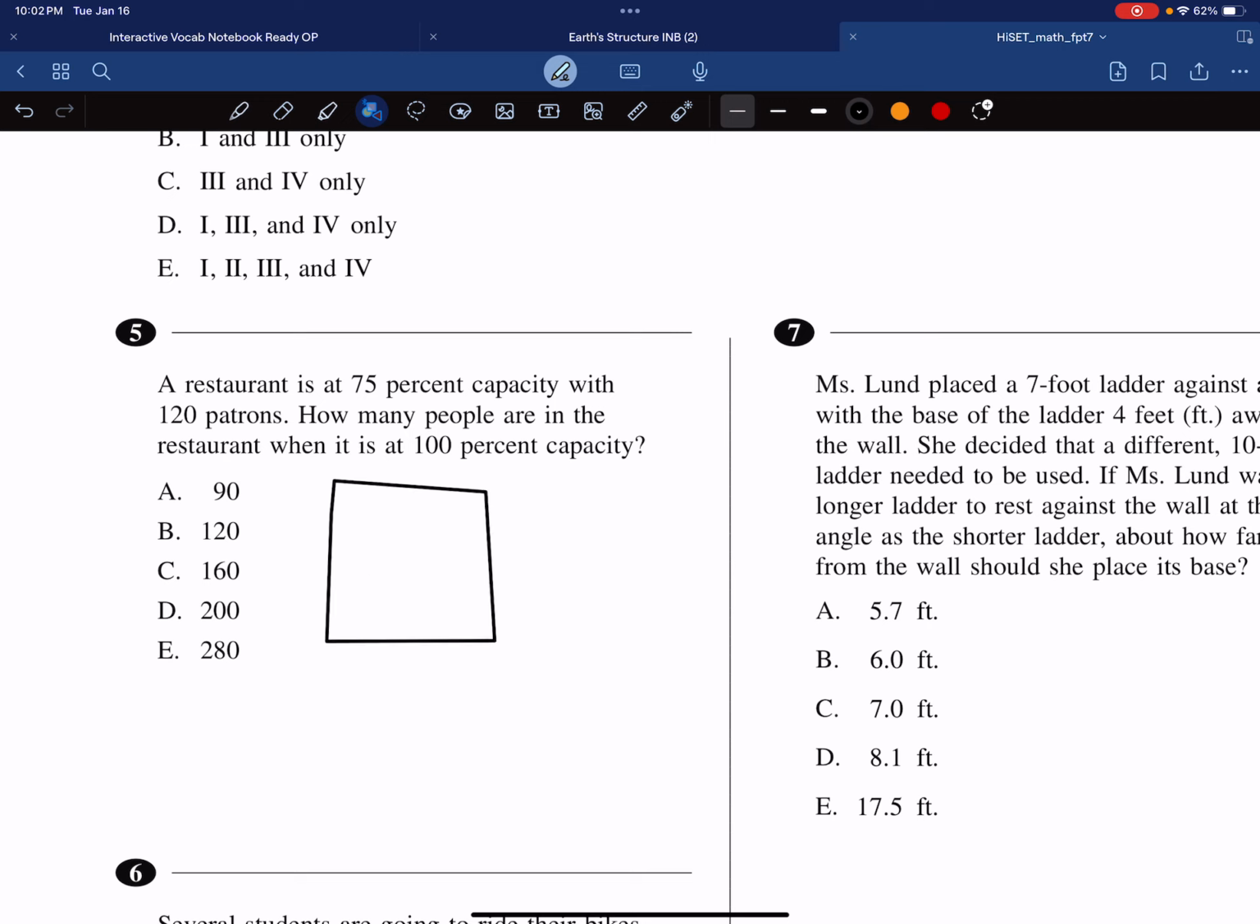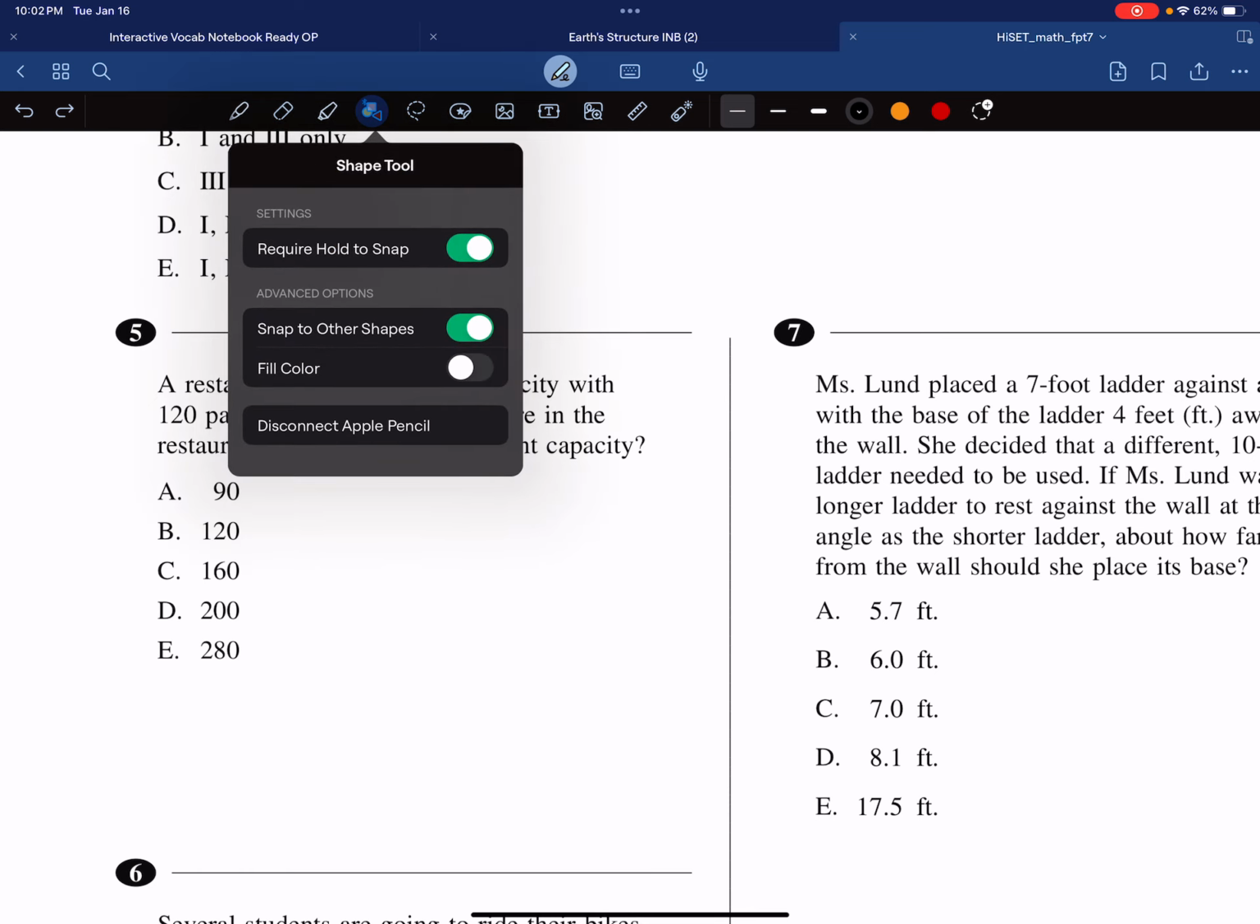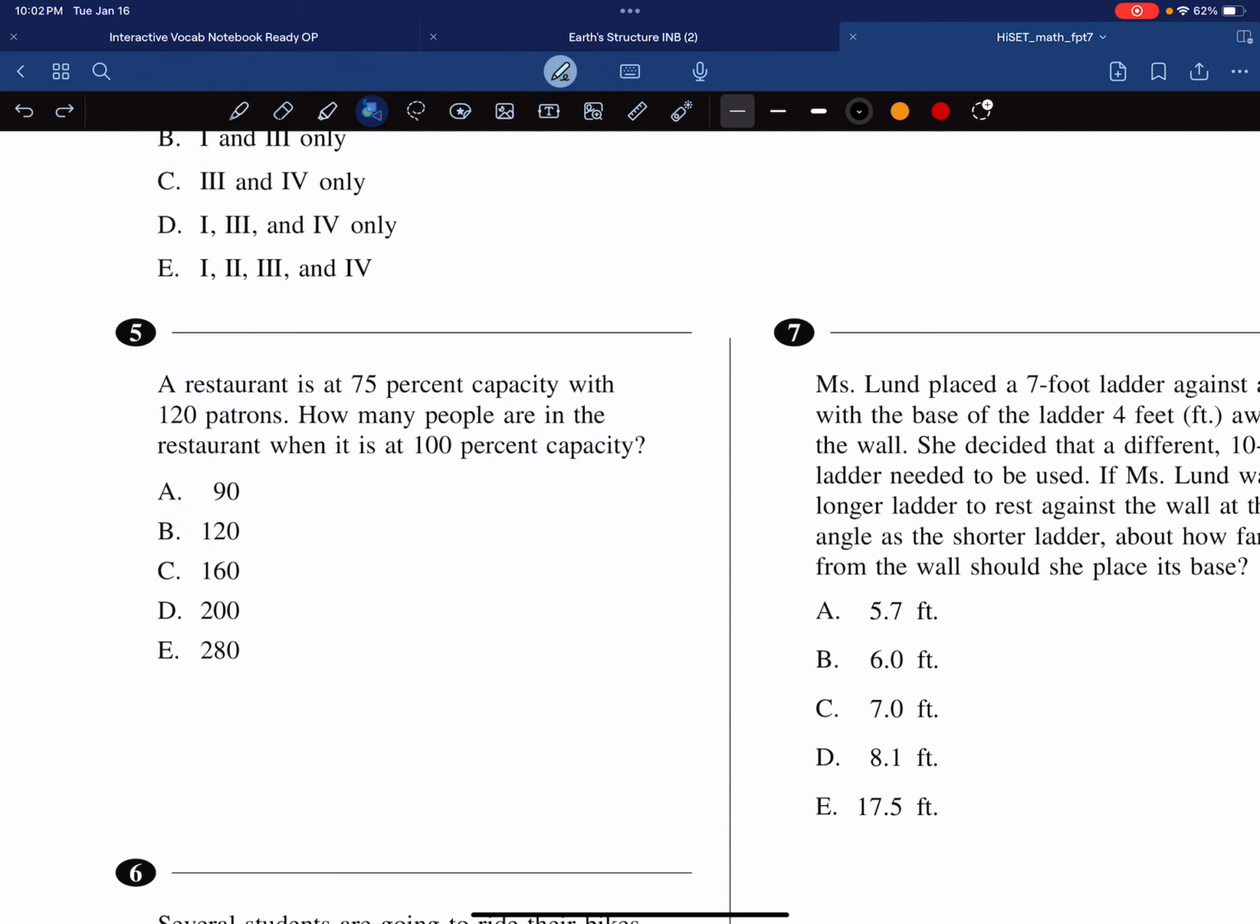And to help you do that, I'm trying to draw a square. It's not working out very well. I have a new version of GoodNotes, and it is not wanting to cooperate with me. Require hold to snap. Let's try this. Sorry, but I really have to do this to learn it.